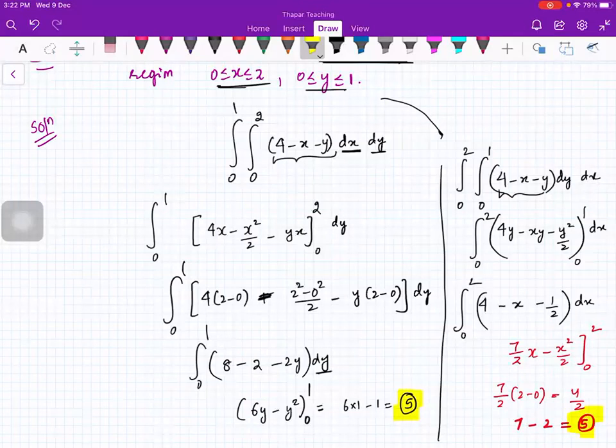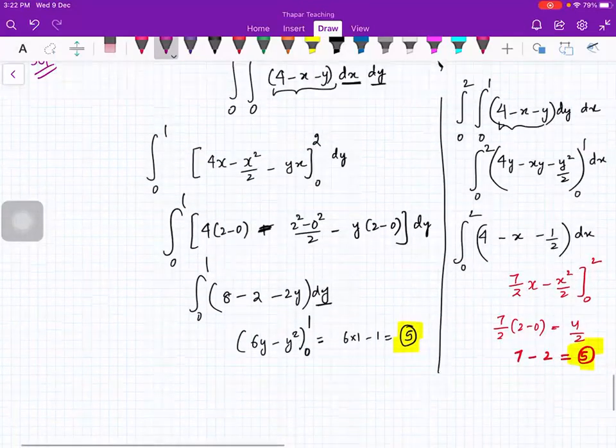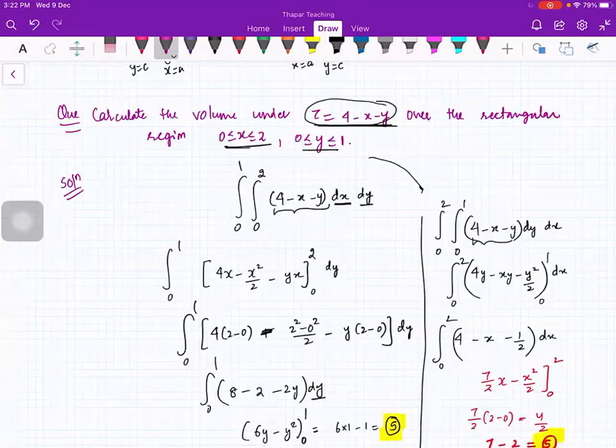Fine. Let us do one more. Ma'am, y is dependent on x, right? Meaning if x is changing then y is also dependent on x. No, x and y are independent variables. Z is dependent on x and y.